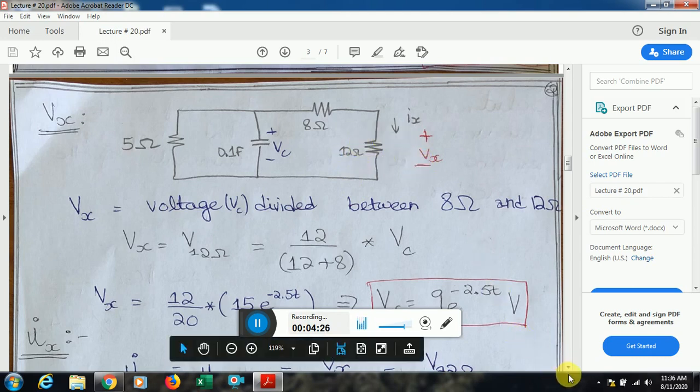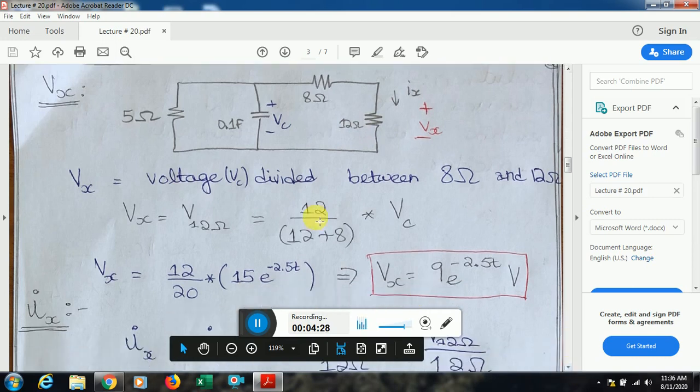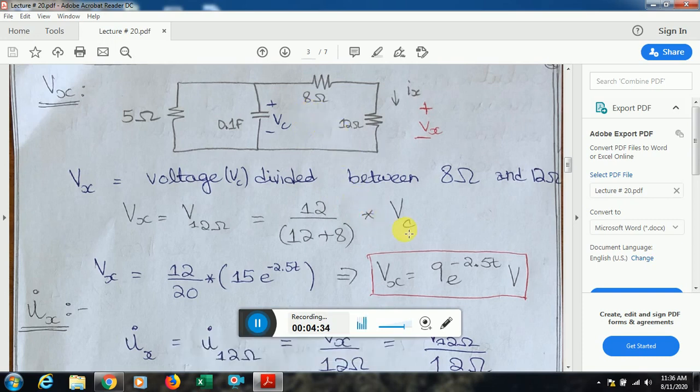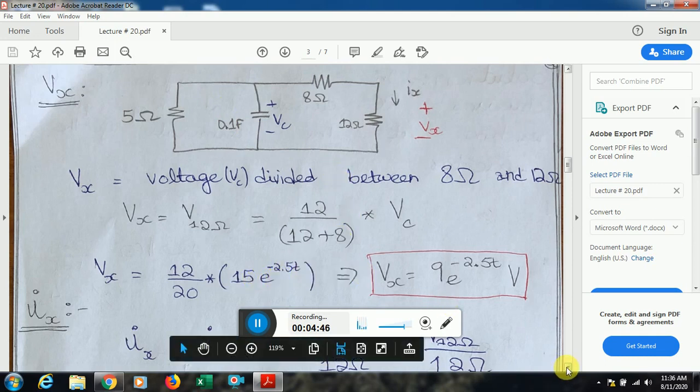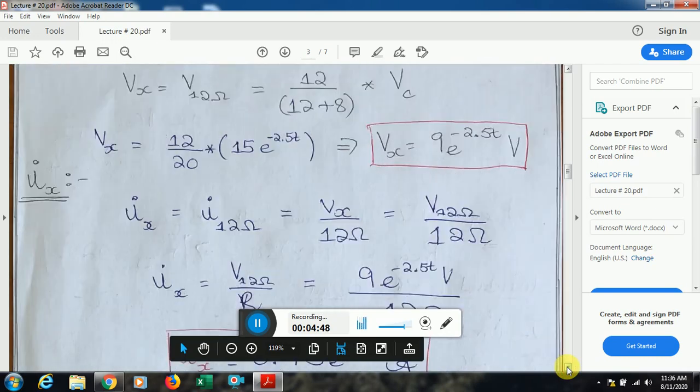So by voltage divider rule, what we do is, we divide the same resistance by the sum of the resistance among which the voltage is being divided, multiplied by the voltage applied, which is Vc. So by inserting in value 12 divided by 12 plus 8 into Vc, which we just found as 15 into e raised to power minus 2.5t, we get to know that the value Vx is 9 into e raised to power minus 2.5t.